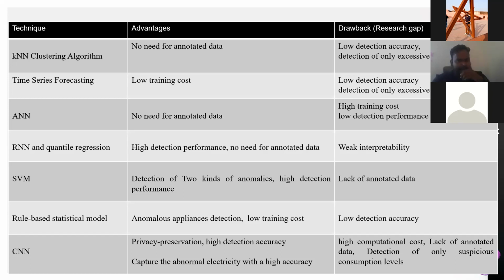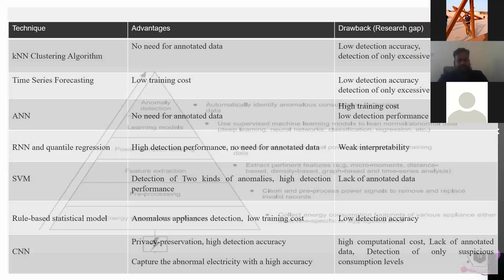The advantages are that it gives privacy preservation, and its detection accuracy is much better. But when we talk about the drawbacks, there are more of them, because of the high computational cost. Implementing this CNN in every area is a huge task because of the different ratios, and it works only on theft and fraud. This is a specific region of the working of CNN.